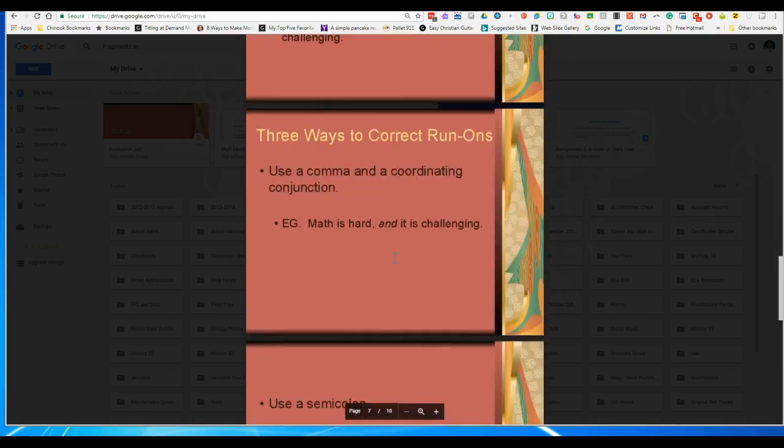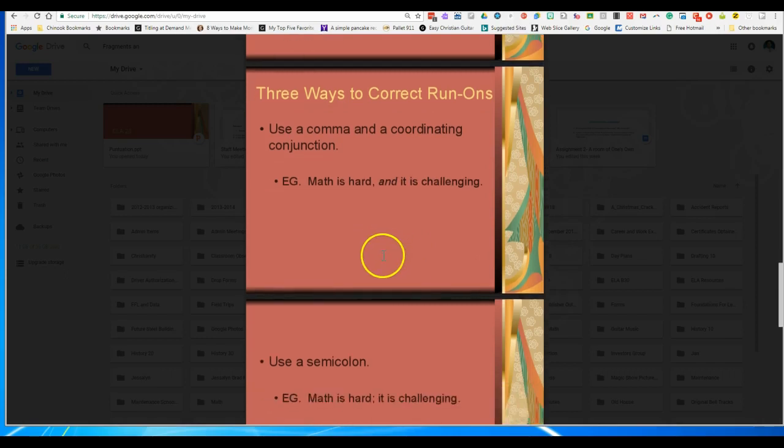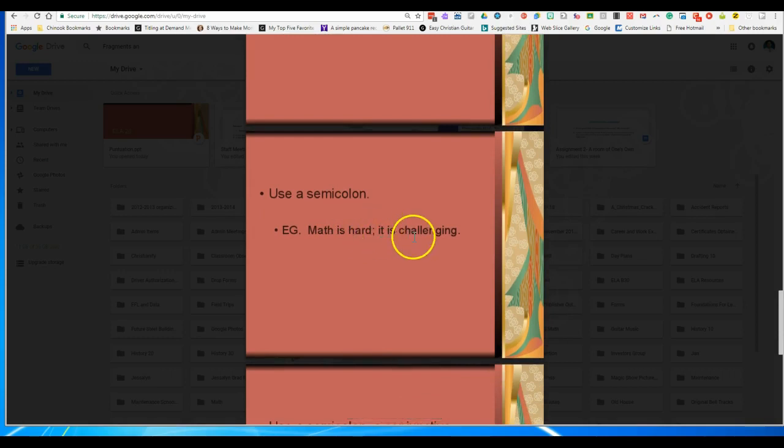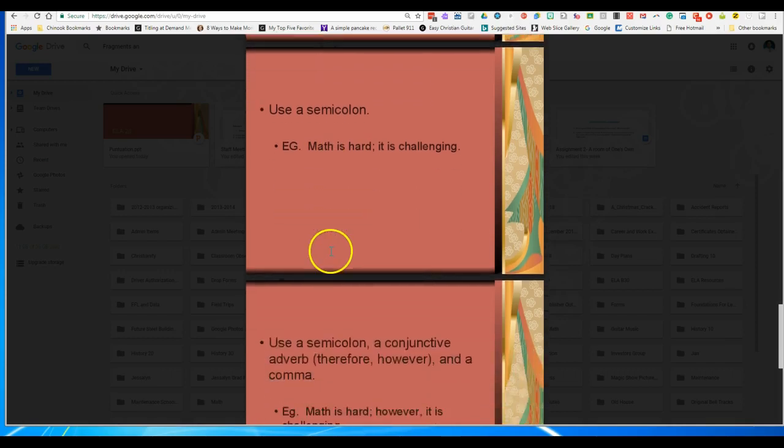There are three ways to correct run-on sentences, and they're actually pretty easy. You can use a comma and a coordinating conjunction. The coordinating conjunctions are and, or, but, nor, for. So: math is hard, comma, and then throw your coordinating conjunction in, and it is challenging. Math is hard, comma, but it is challenging. That's an acceptable way to correct a run-on. Or use a semicolon: math is hard, semicolon, it is challenging. The caveat is that the second part of your sentence, the one after the semicolon, has to be directly or closely related to the first.